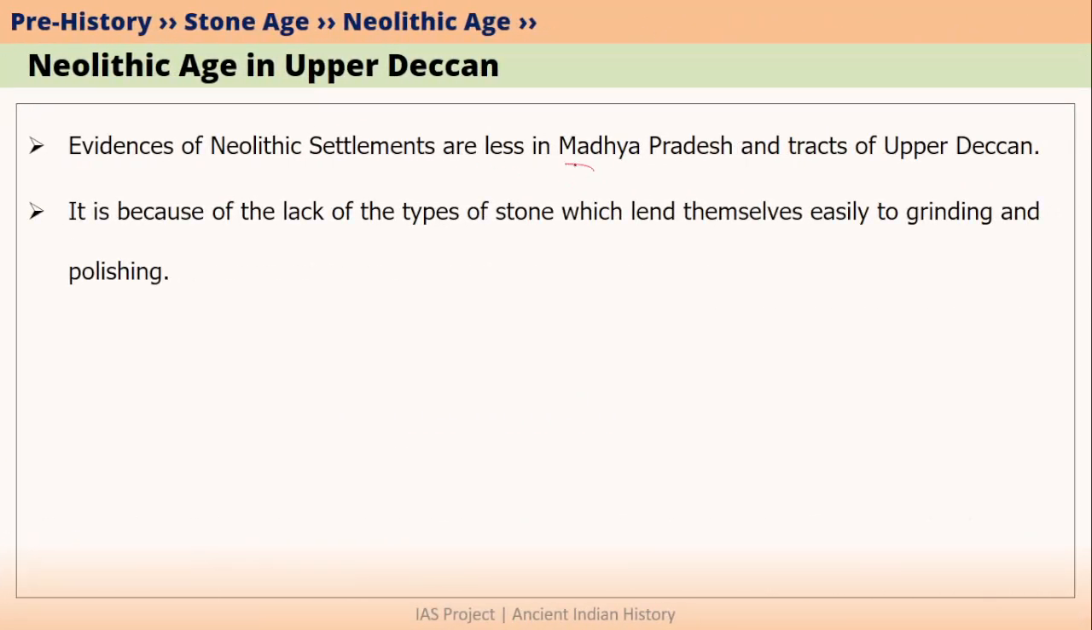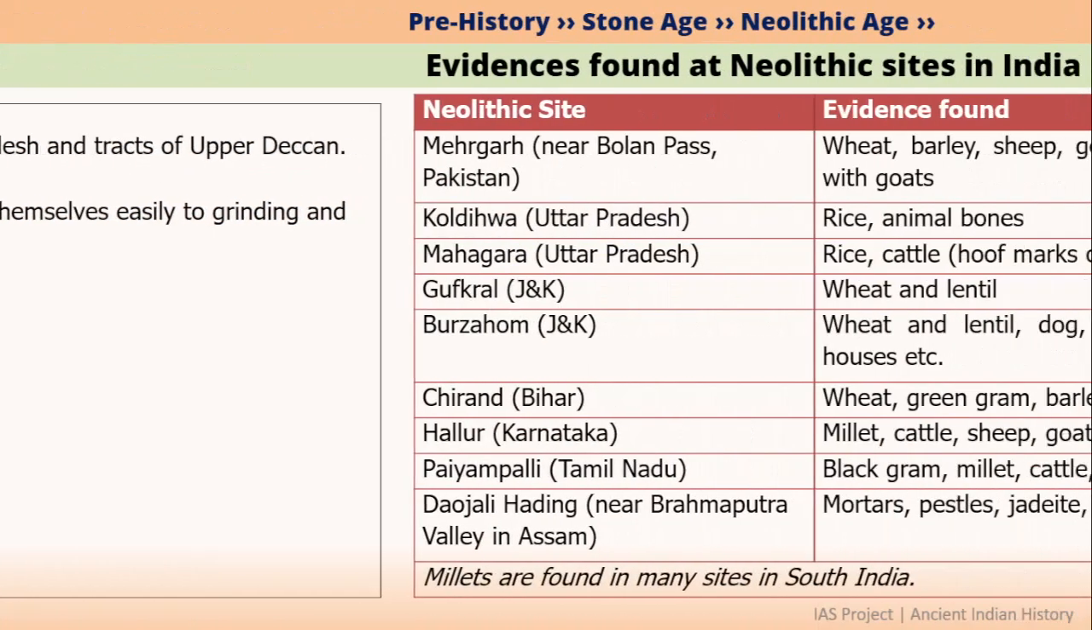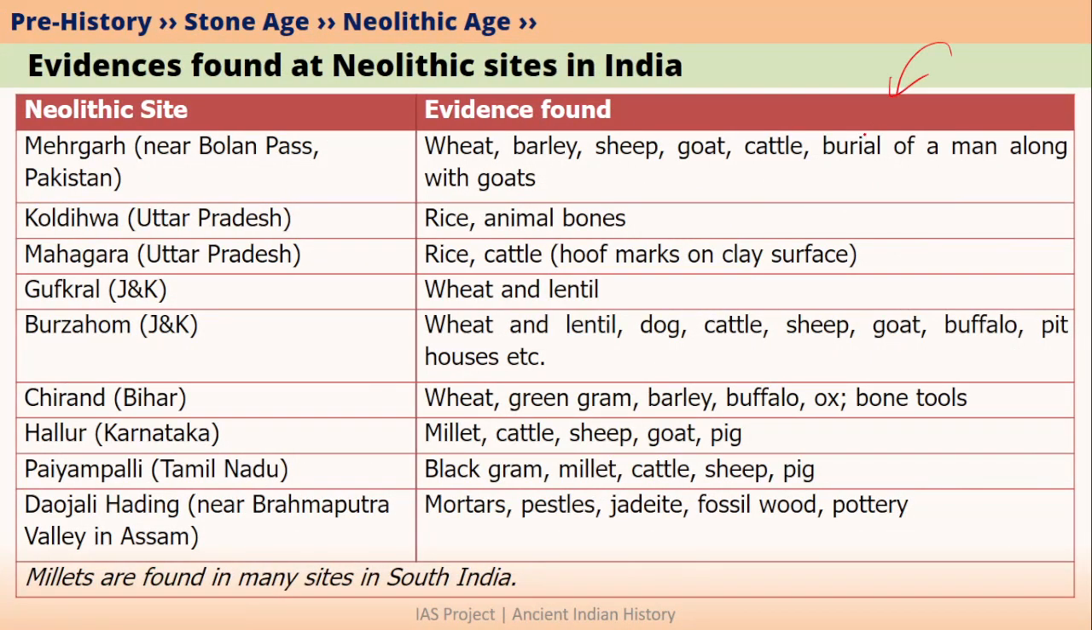Neolithic settlements in Madhya Pradesh and Upper Deccan are relatively rare because here a suitable type of stone for tools is not available. This table has been given in NCERT and it shows the evidences that were found in different Neolithic sites in India. Let us quickly see what the important evidences are. In Mehergarh, wheat and barley were found, as well as a burial of a man along with his goats. In Koldihwa and Mahagada, rice was found.